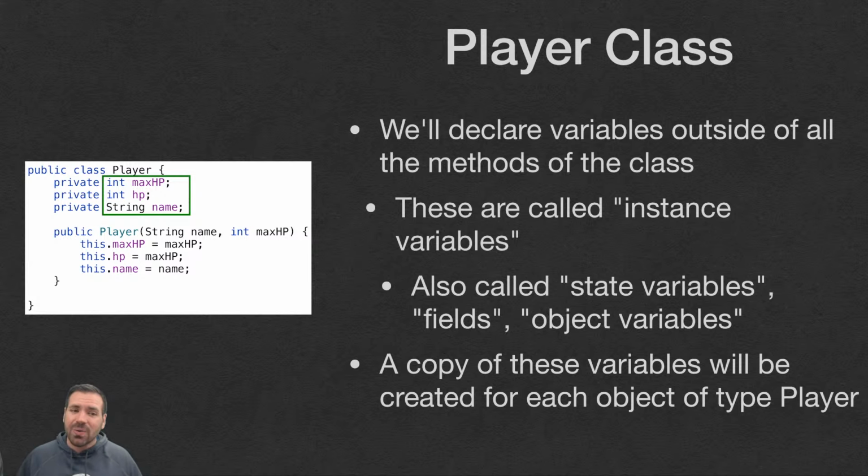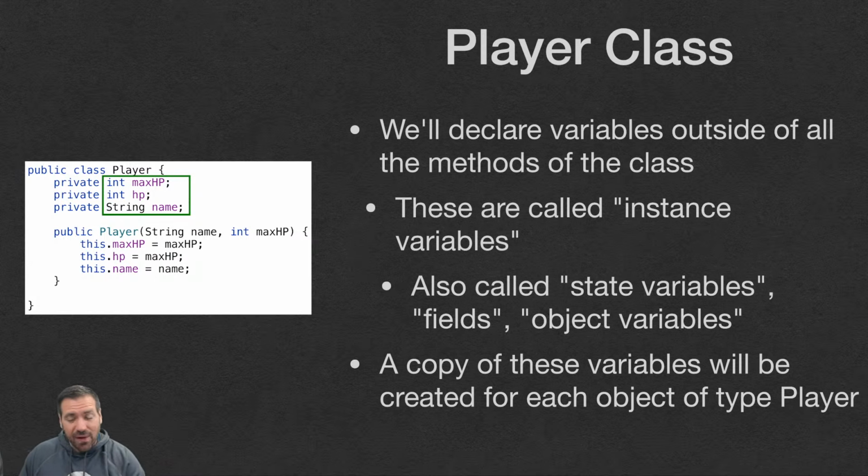They need their own copies of these variables. They need to maintain their own HP variable. And that's one of the big things we're getting with classes, is each object has their own copy of these variables. And these variables have a special name. I'm going to call them instance variables throughout 116.